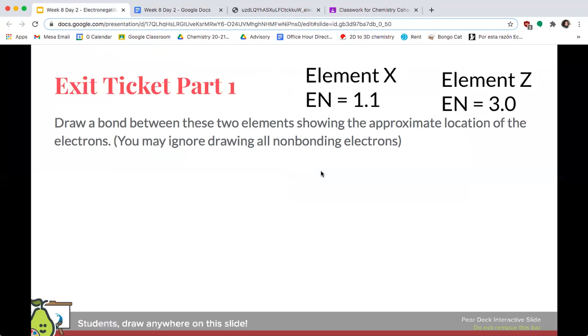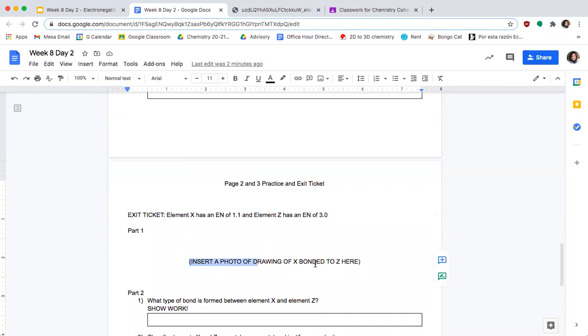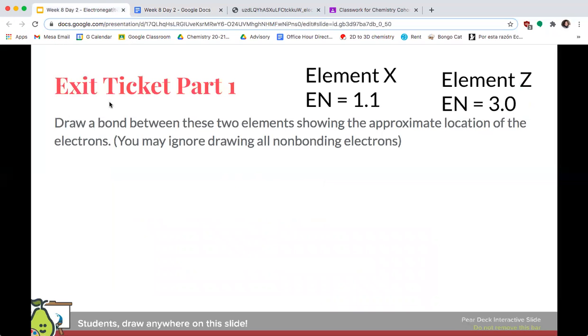There is Kahoot, and then your 2 exit tickets here. If you weren't in class, you should draw this on a piece of paper and attach the photo to the Google Docs. If it's hard for you to insert the photo right in place, you can just attach it to the assignment. That's fine.